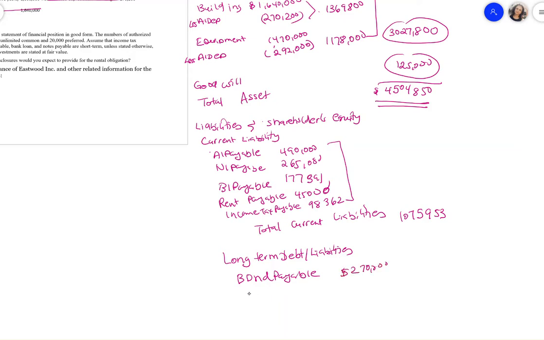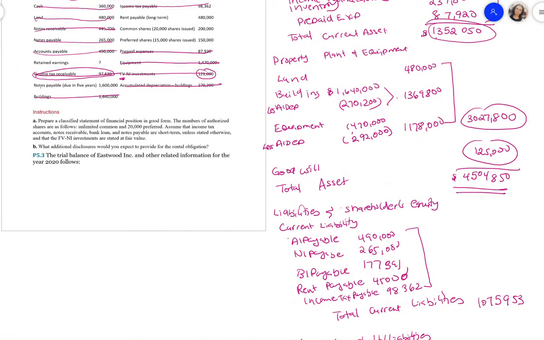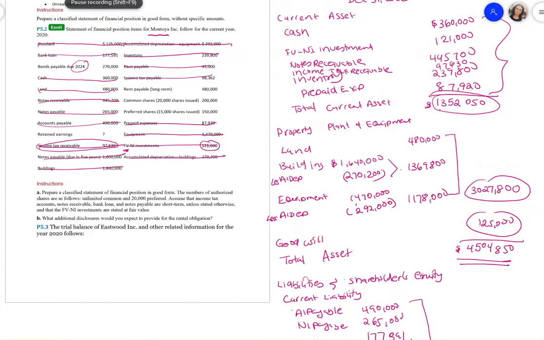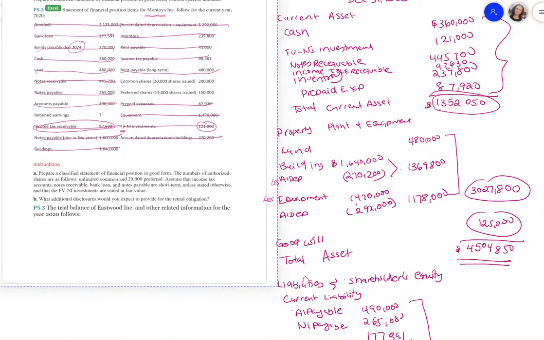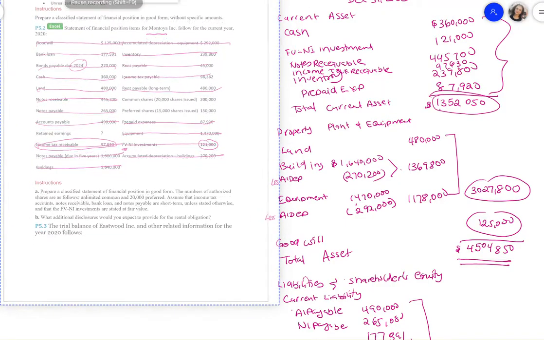270,000, and then we have a notes payable, and that was 1.6 million, 1,600,100. So we have dealt with notes payable, we have dealt with the bond payable, we have a rent payable that is long-term, which is 480,000, and I think we're done with all the long-term liabilities. So then we're left with common shares and preferred shares.